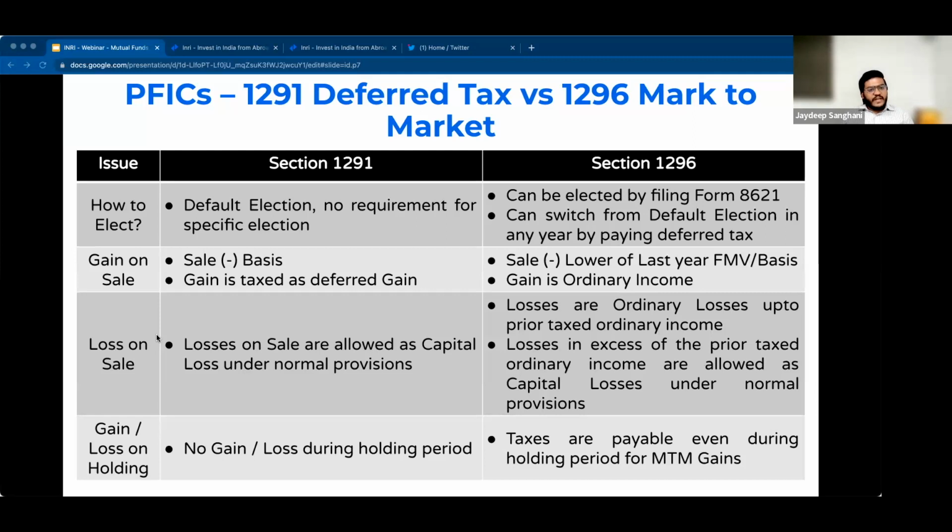Now, in the year of sale, if the losses extend beyond your ordinary income that is already taxed, basically, in the previous slide, we saw that if we sell it for $950 and your cost is $1,000, the $50 that is below the cost price is taxed as capital loss. Everything else will always be ordinary. What happens during the holding period? In 1291, there is no gain or loss in the holding period. But for 1296 election, gains or losses are possible in the holding period when the price fluctuates based on the market value as on December 31st of every year.